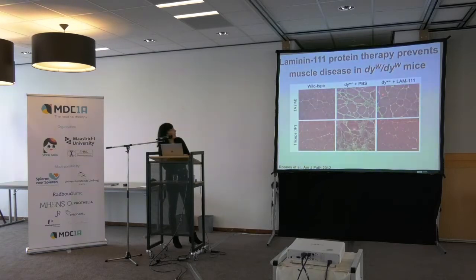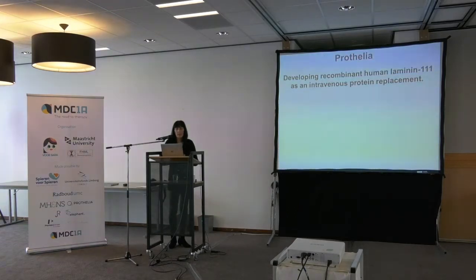And then you inject laminin 111 into the TA muscle, and you can see that muscle morphology looks much improved. Here they did an IP injection, and you're looking at the triceps muscle. You can see that it's quite dystrophic, but upon injection of this protein, muscle morphology is significantly improved. And Protheria, that's a company, is represented here by Brad Hodges. They are developing recombinant human laminin 111 as an intravenous protein replacement. So he's here if you want to talk to him later today.